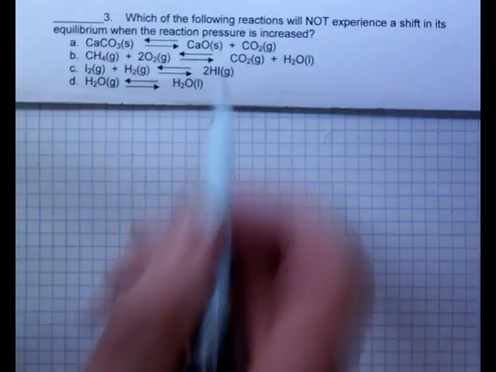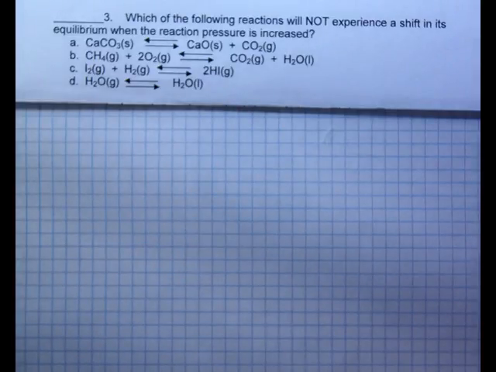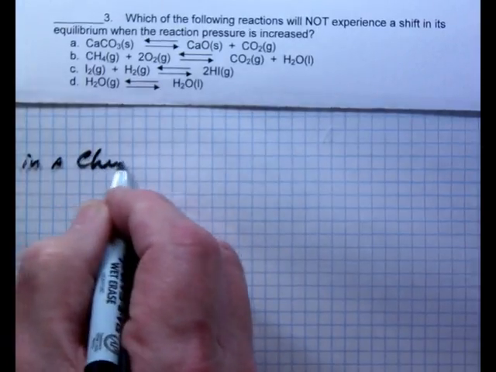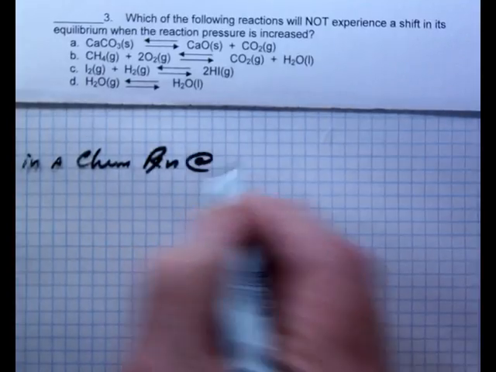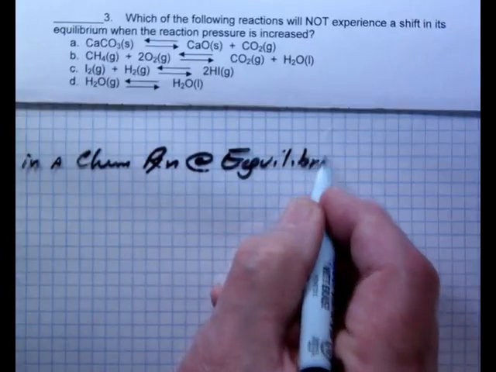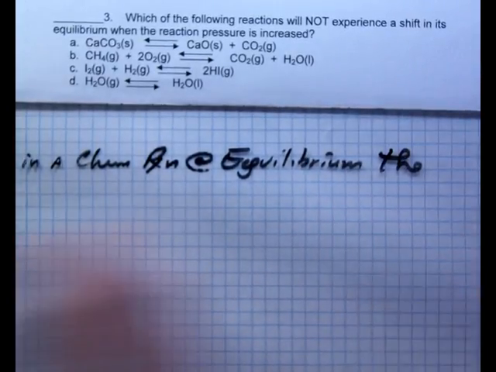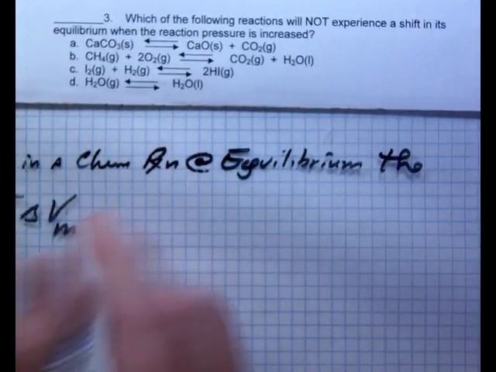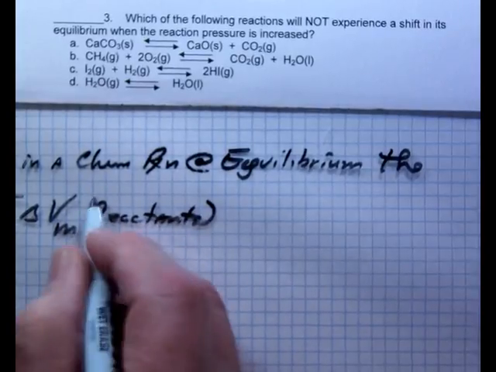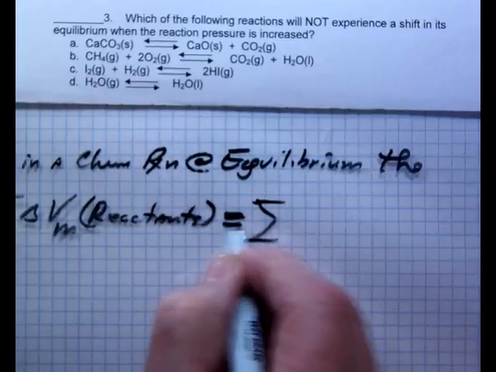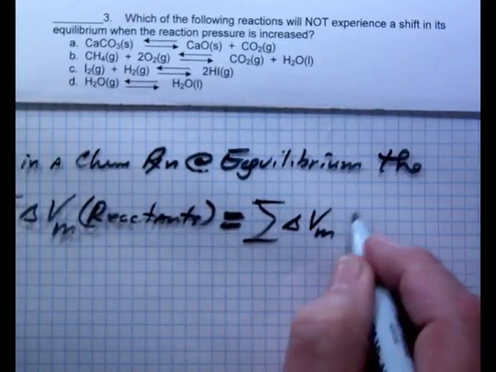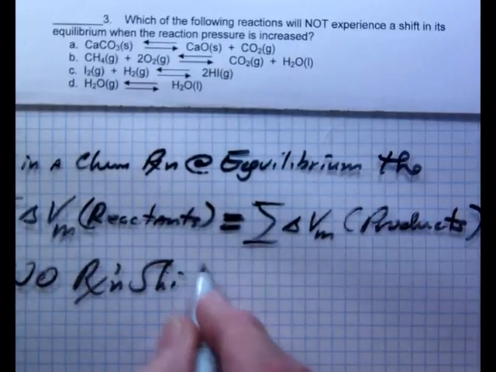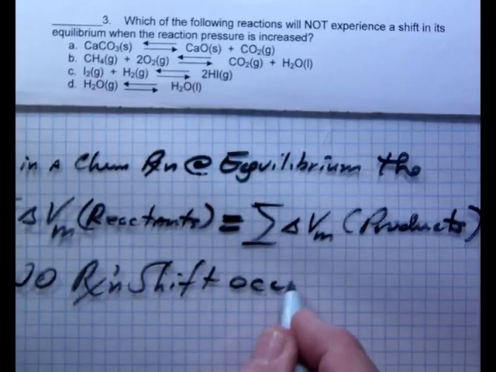This analysis depends on the principle that in a chemical reaction at equilibrium, the sum of the molar volumes, gas values of the reactants is equal to the sum of the molar volumes of products. No reaction shift occurs.